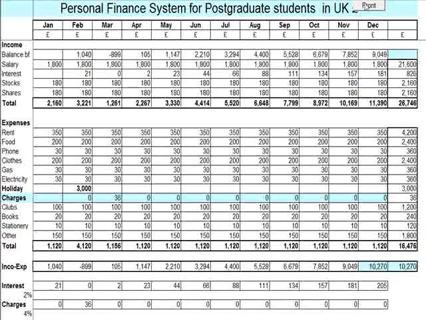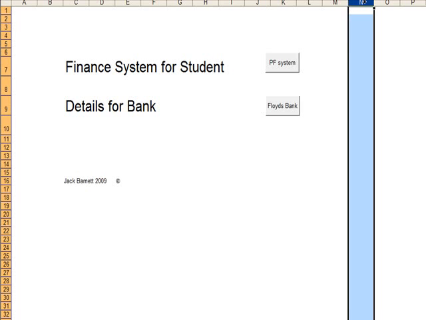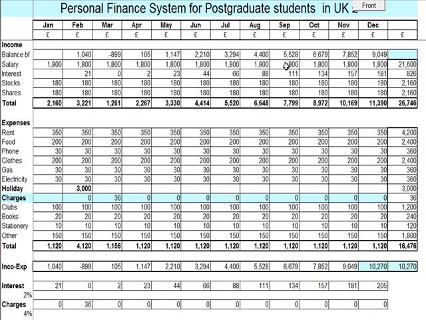Here is the system. It's actually based on this, a finance system for a student. If I click onto here, it'll take me to the finance system. Here's the income. Here are the expenses. Here is income minus expenditure, or income minus expenses.